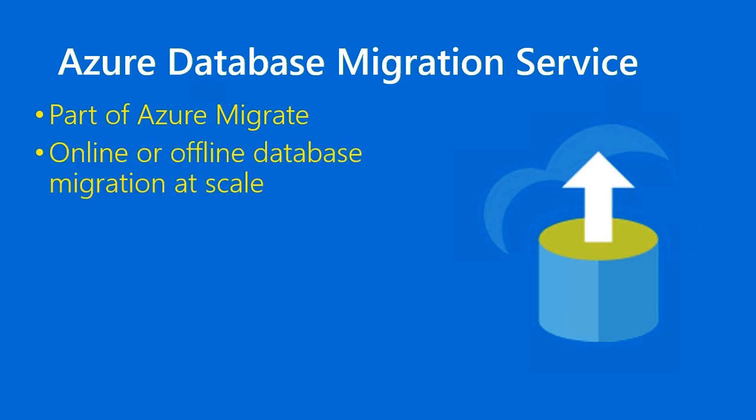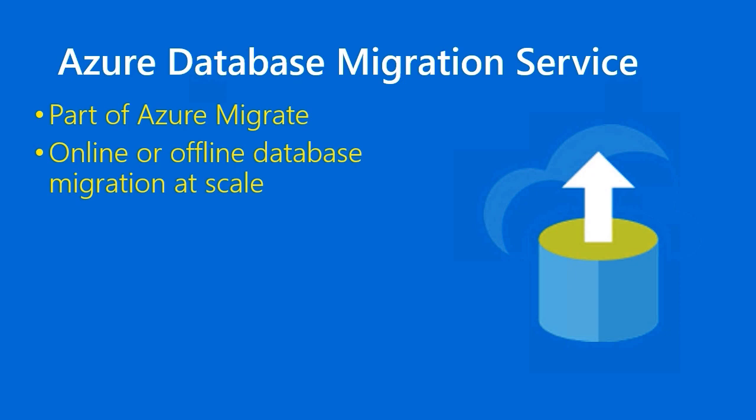Azure Database Migration Service gives you online or offline database migration at scale, which means that it can orchestrate several database migrations at once. Now, the source for those databases could be on-premises running in your data centers, but it also could be migration from another cloud like Google Cloud Platform or Amazon Web Services.